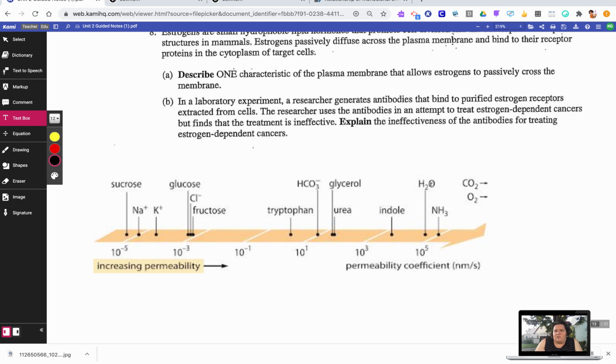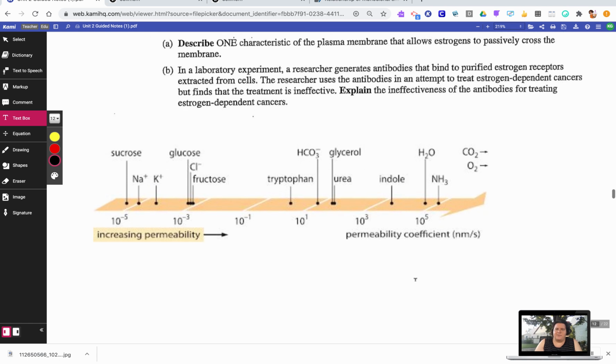Water, less so. And then you don't need to memorize these, really, not most of them anyways, but you should know things that are charged and things that are big and polar. So sucrose, glucose, fructose. Glucose is a little bit more permeable than sucrose based on size, but not by much. Both of those are going to be less permeable. Something like an amino acid. So a lot of these require specific proteins in the membrane to get them through.